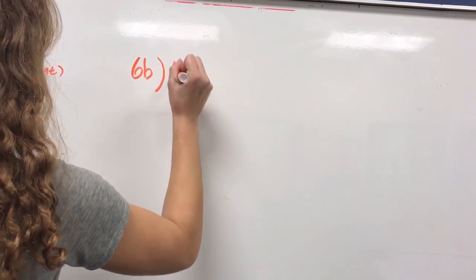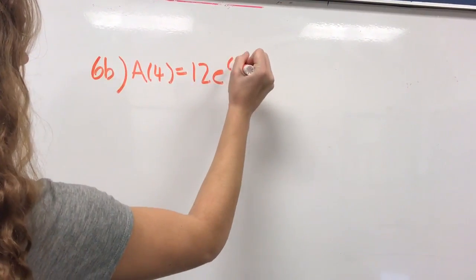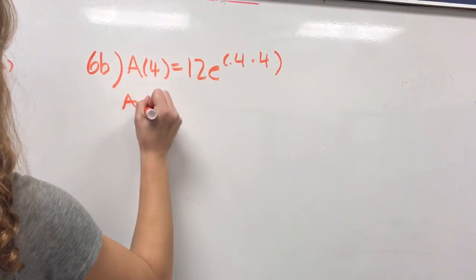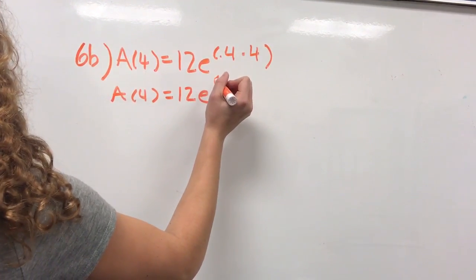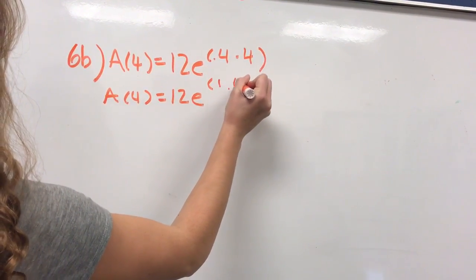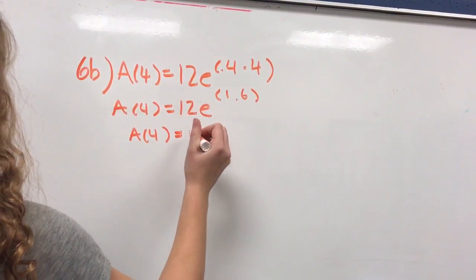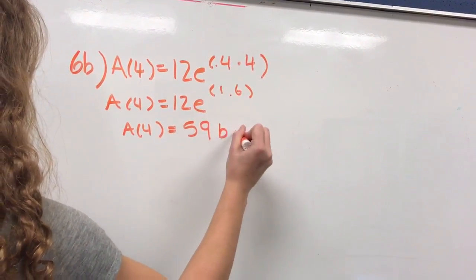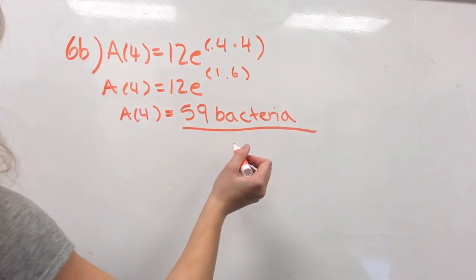Question 6b asks us to find the number of bacteria in colony A after 4 hours. So because we're asked to find the number of bacteria and we're given that the time is 4 hours, we know that t equals 4. So then we'll set up our equation, A of 4 equals 12e to the 0.4 times 4. And then when you solve that, you get A of 4 equals 59.4. But we're going to be rounding to a whole number, so we're going to be rounding down to 59. So we know that there's 59 bacteria in colony A after 4 hours.